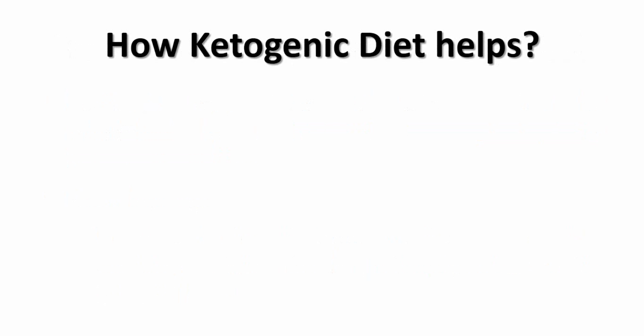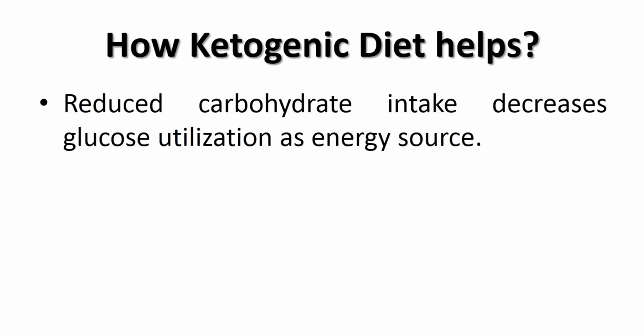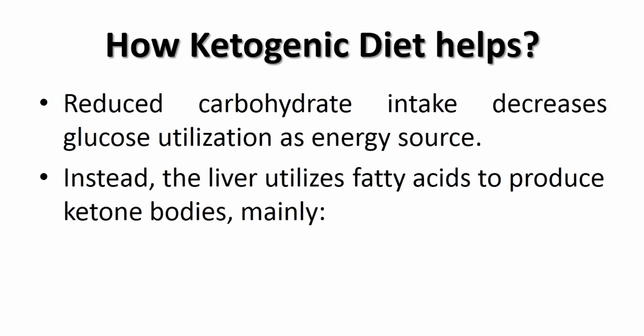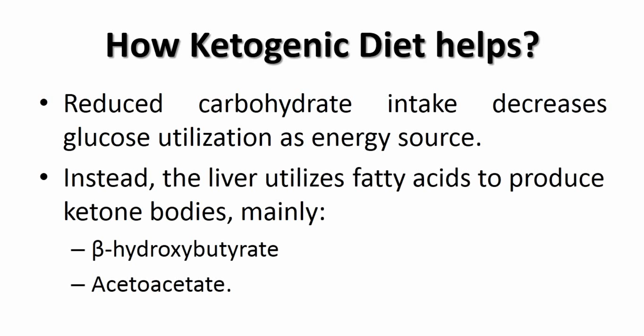So, how does the ketogenic diet help? There is a reduced carbohydrate intake, which decreases glucose utilization as an energy source. Instead, the liver utilizes fatty acids to produce ketone bodies, mainly beta hydroxybutyrate and acetoacetate.